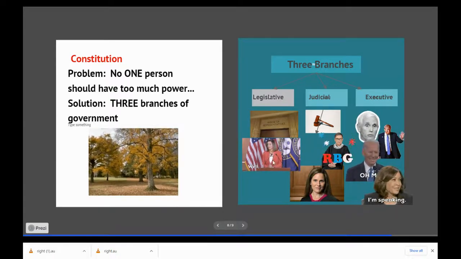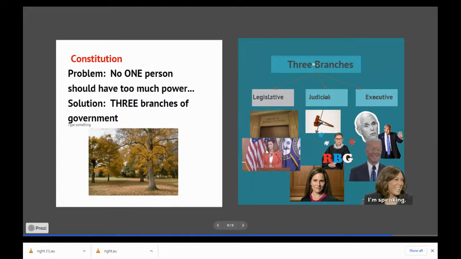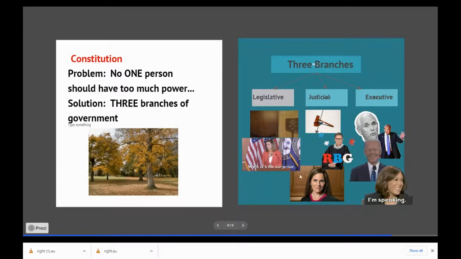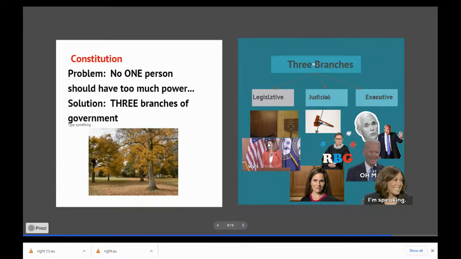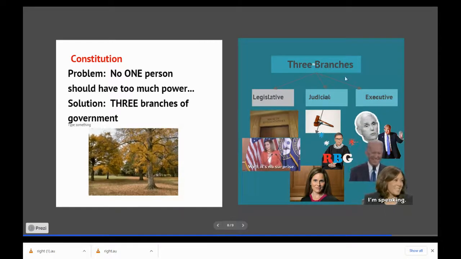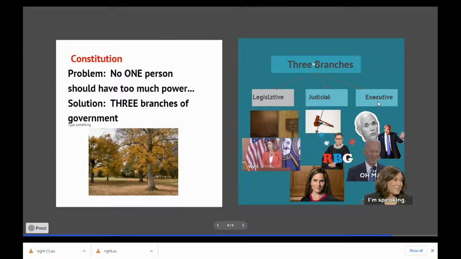And this lady over here, her name is Nancy Pelosi, and she is the boss of the legislatures, okay? But even she can't make laws that go against the Constitution. So, the judicial branch. Now, we also have the executive branch, and they enforce the laws.